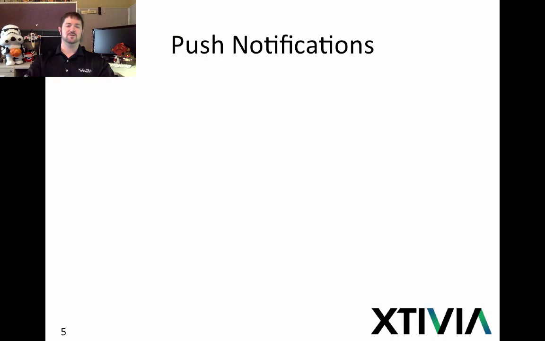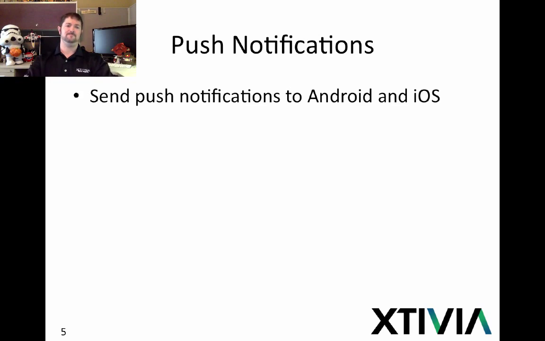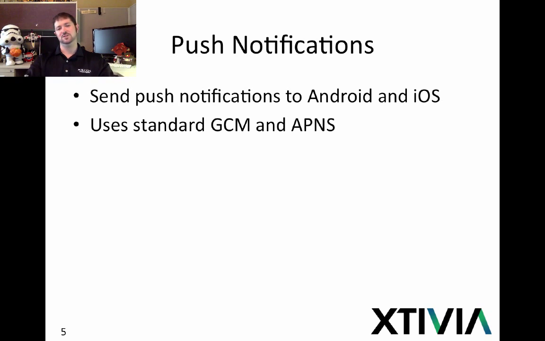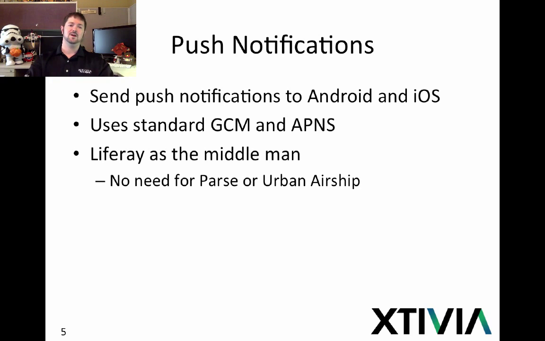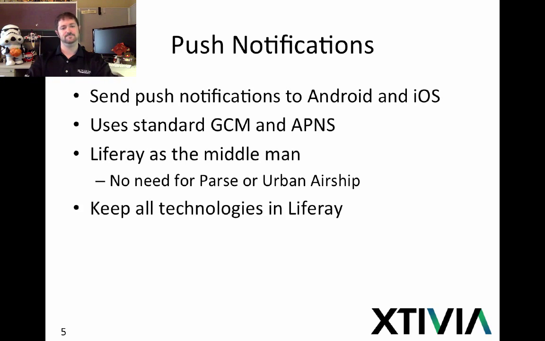You might be wondering, where is all this category stuff leading to? Well, Liferay push notifications is where it's going. With Liferay push notifications, we're able to send push notifications to Android and to iOS. It uses standard Google Cloud Messaging and Apple Push Notification services. Liferay here is the middleman. Your code sends the push notification to Liferay, and Liferay handles all the communications to and from Google or Apple. There's no need for a middleman like Parse or Urban Airship. You get to keep all the technology inside of Liferay.